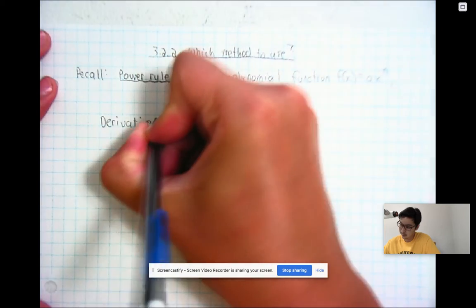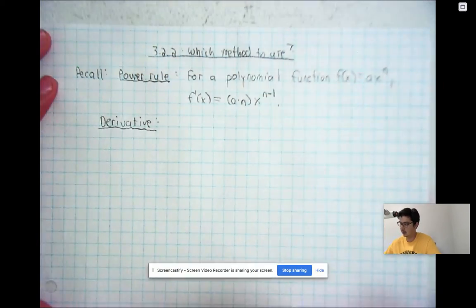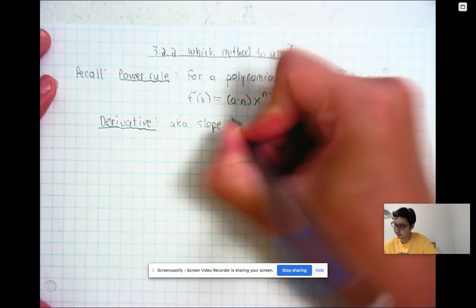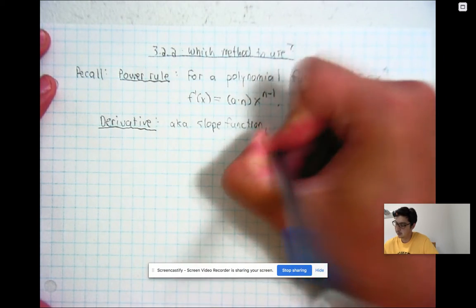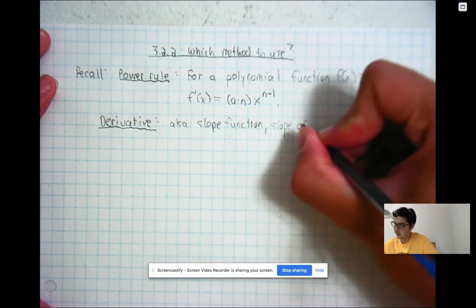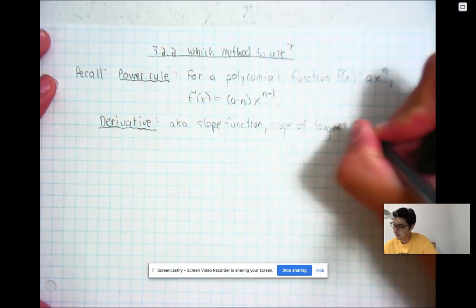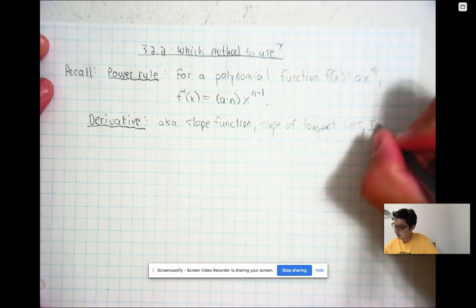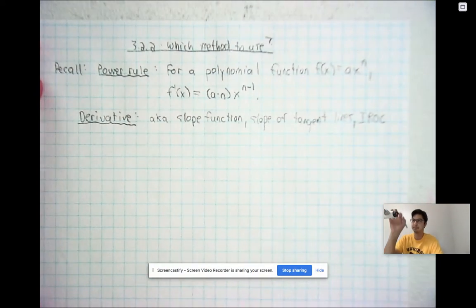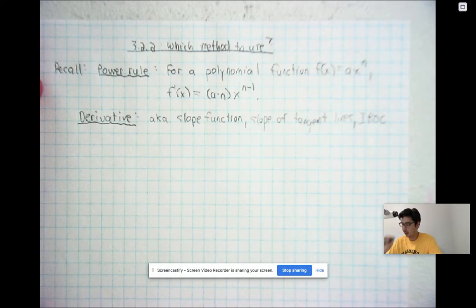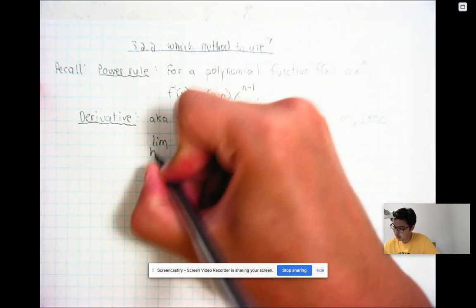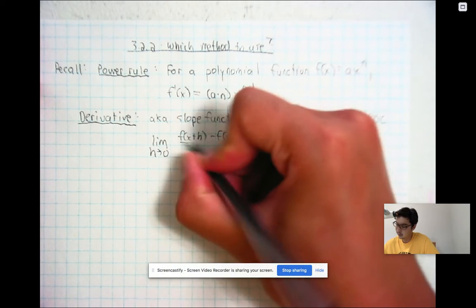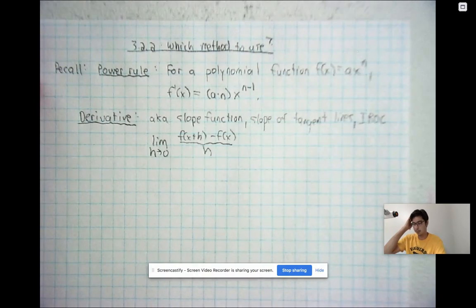So recall that a derivative is aka the slope function, or the slope of the tangent lines, or we can think about it as the IROC at all given moments. What is that? It is the limit as h approaches 0 of f of x plus h minus f of x over h, which again, how do you find the slope at a given moment?